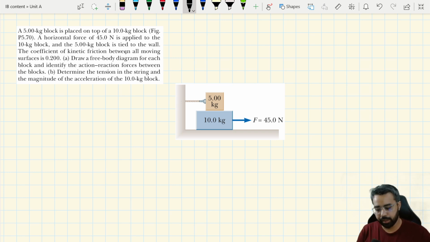Let's solve another interesting question. As you see, one block is placed on another block, and that is also tied with a string. And we are applying the 45 newtons of force on the lower block.